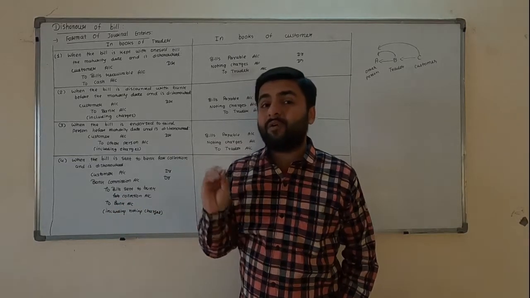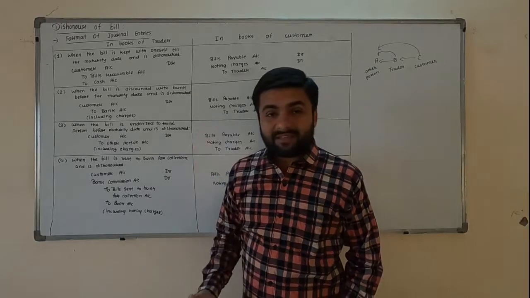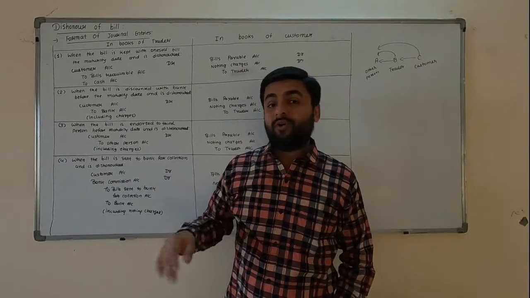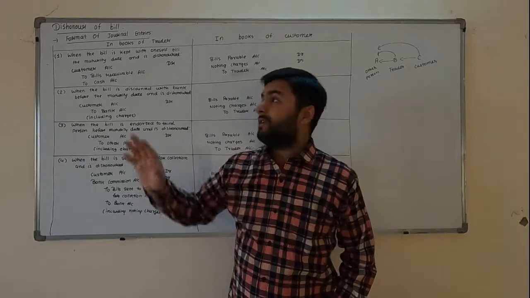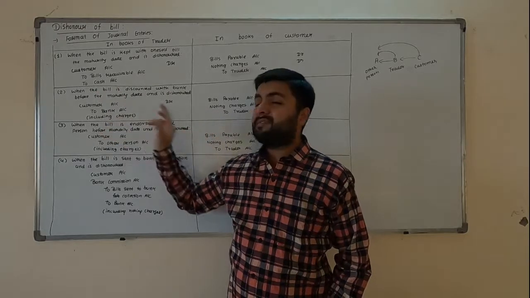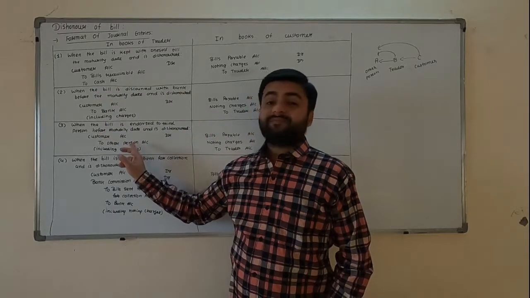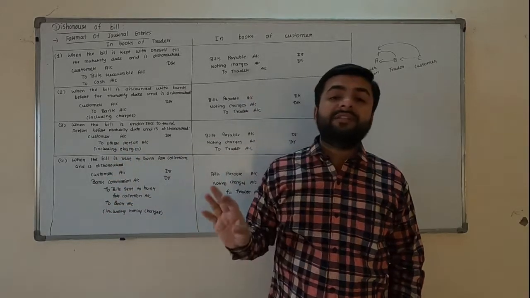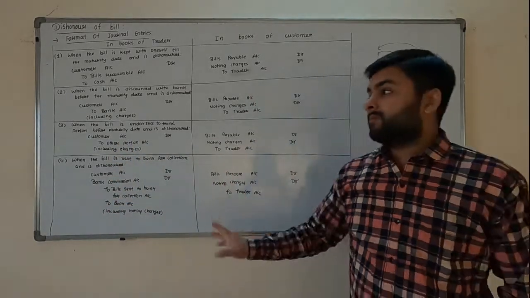So this is the common point in it, that when the bill is dishonored, always you can see customer is debited. What should be credited? According to the use. Here nothing is there, so bills receivable and cash. Here bank is discounted, so bank. Here other person is there, so other person, and here bill sent to bank, so bill sent to bank. So this is the common point in all.